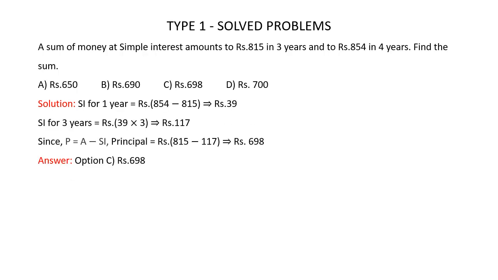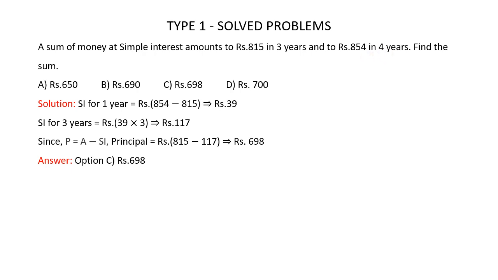A sum of money at simple interest amounts to rupees 815 in 3 years and to rupees 854 in 4 years. Find the sum. Here you are given 4 options and you have to find out which of these options is the correct one. So here it's given that a sum of money at simple interest amounts to rupees 815 in 3 years, and the same sum of money amounts to rupees 854 in 4 years. So clearly here, the principal for 3 years is the same as the principal for 4 years.